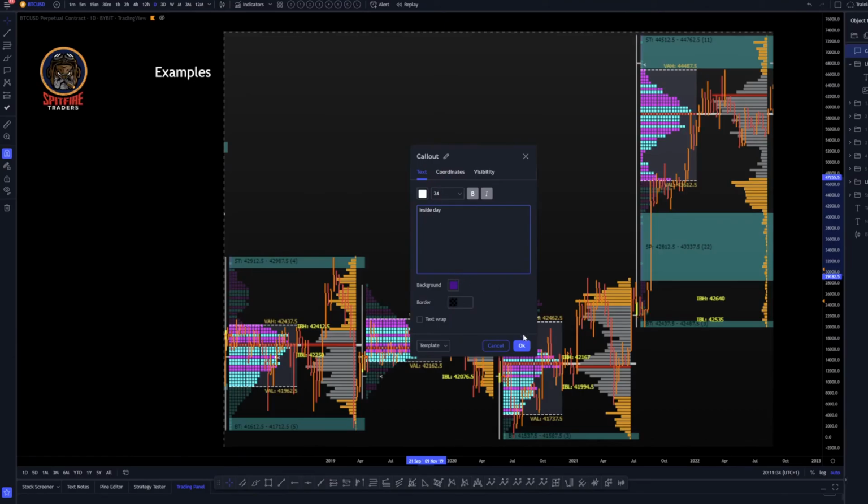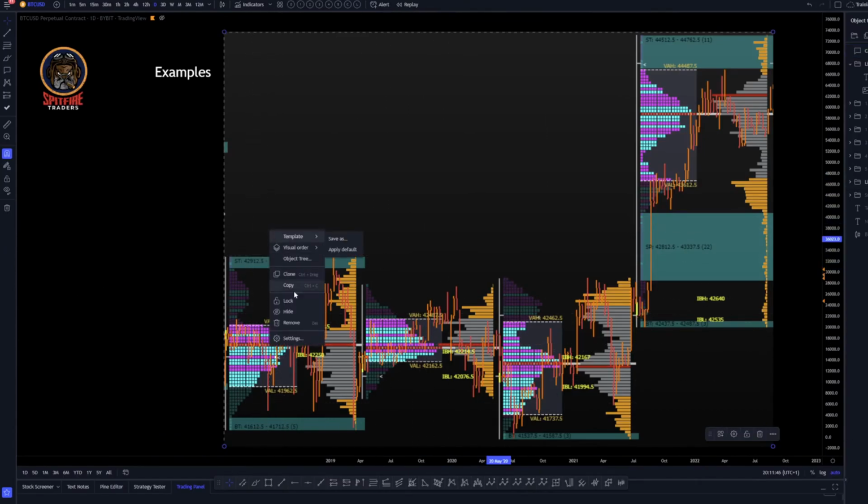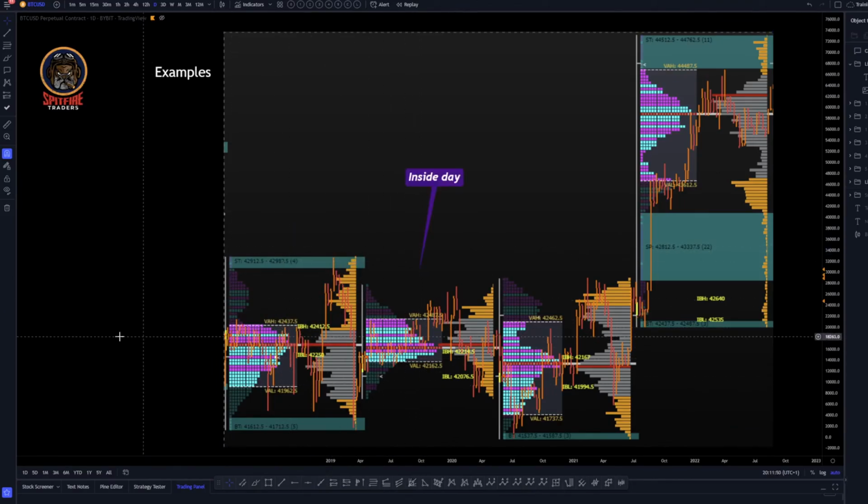So there's a bit of an extra lesson here for you. A bit bigger. Where's it gone? Visual order. No, I'll keep it at the front. Let's just send that to the back. There we go. Inside day. Inside day.